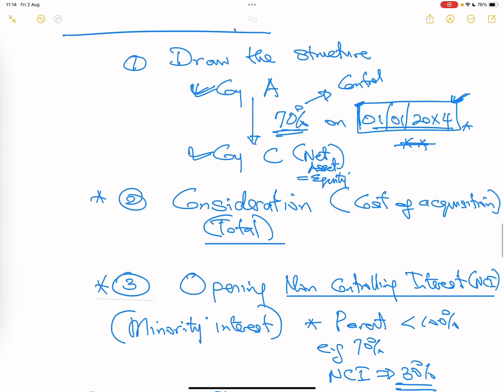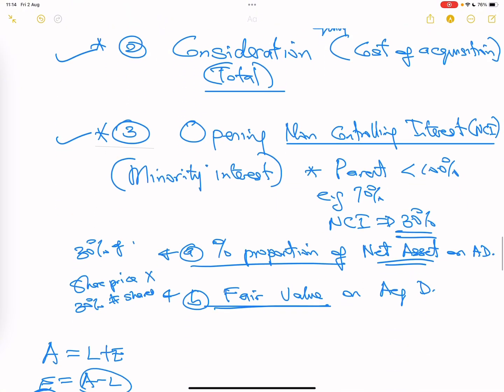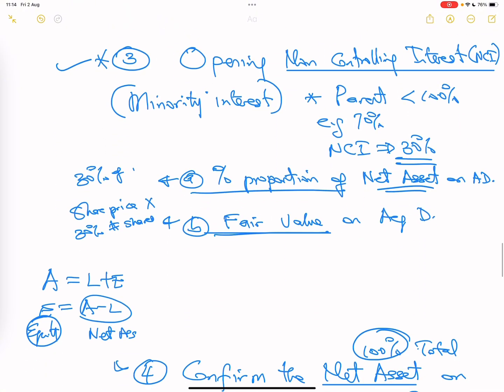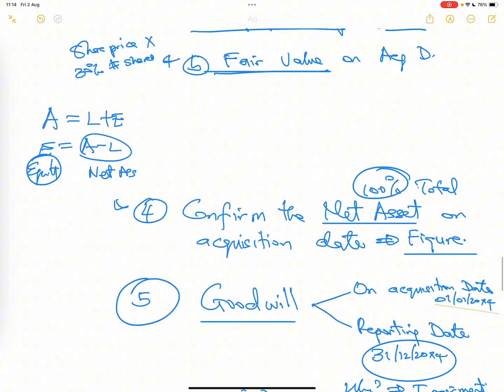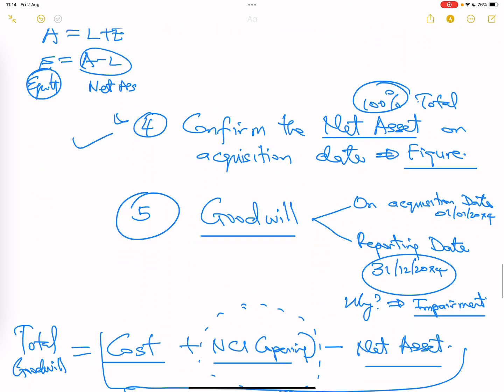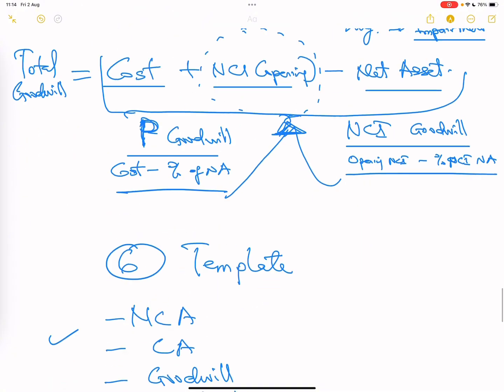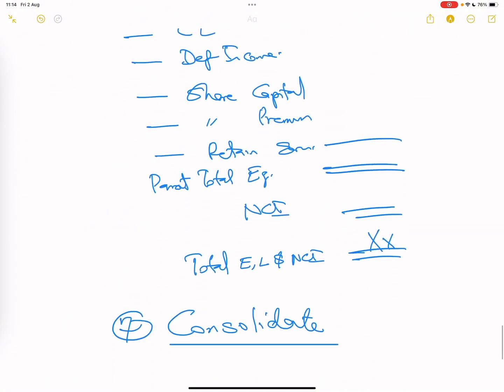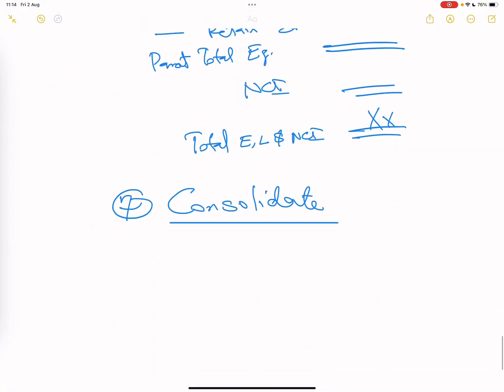So take it slowly, build your understanding, start from the structure. You know the structure, you know the date of acquisition, you know the percentage. Get the consideration that was paid, know your opening NCI if there is any. Then, if you're done with that, get the total net asset of the subsidiary that was acquired, calculate the goodwill, then go into your template and consolidation. It's as simple as that. Now I know that your next question will be, okay, how do I consolidate?